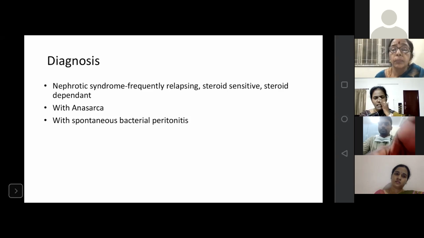What do you expect the protein creatinine ratio to be in this particular child? I'm expecting a value more than 2 for this child. With this edema, it can even be more.